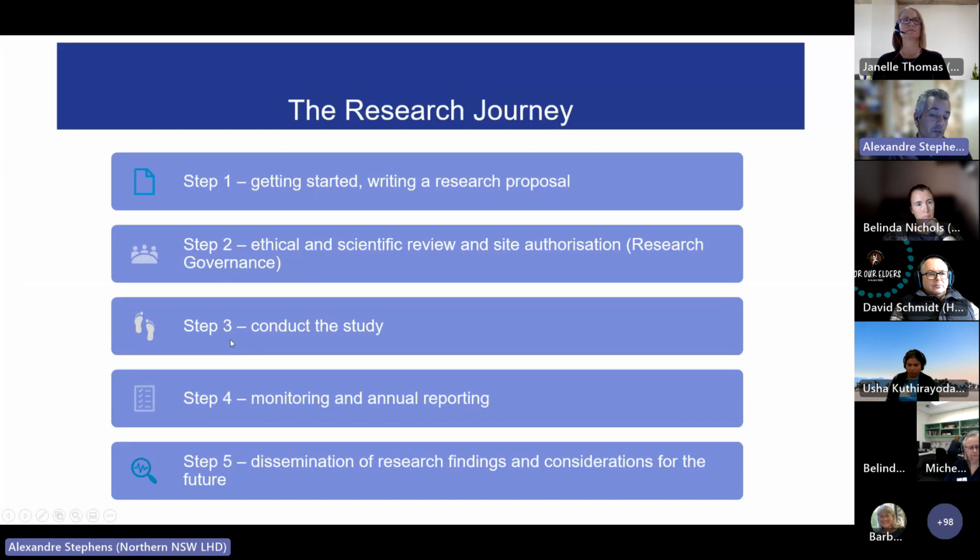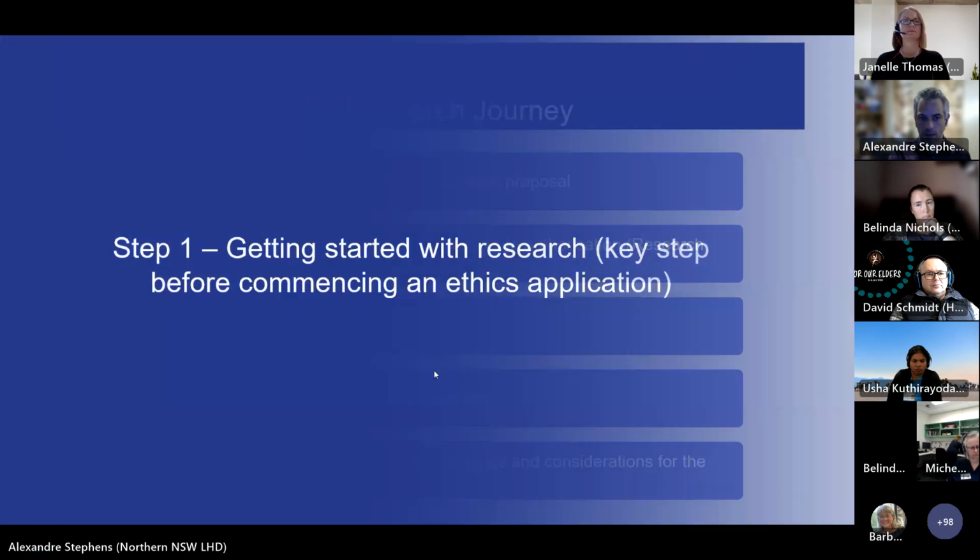Step 3 can be viewed as conducting the actual research activity or study. Step 4, which probably could be viewed as something you do concurrently with step 3, is monitoring of the activity and annual reporting. And then step 5 is dissemination of the research findings and considerations for the future.